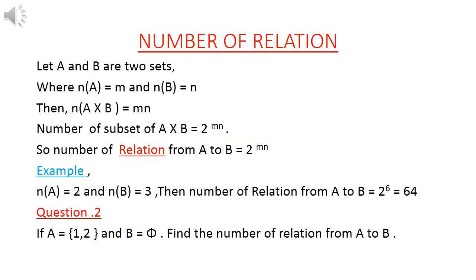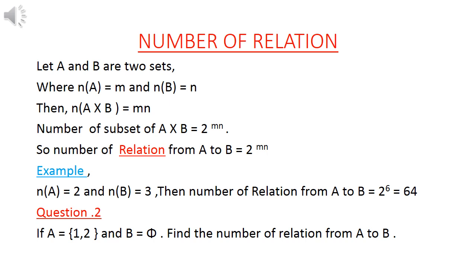Now we come to the point of finding the number of relations. Suppose A and B are two sets. The number of elements in A is m. The number of elements in B is n. We know that a relation is a subset of A cross B. Therefore, first we have to find the number of elements present in A cross B. Here the number of elements in A is m and in B is n. Therefore, the number of elements present in A cross B is equal to mn.